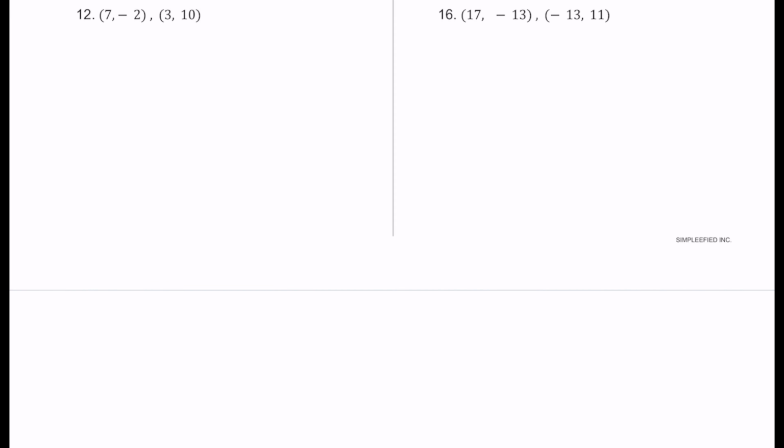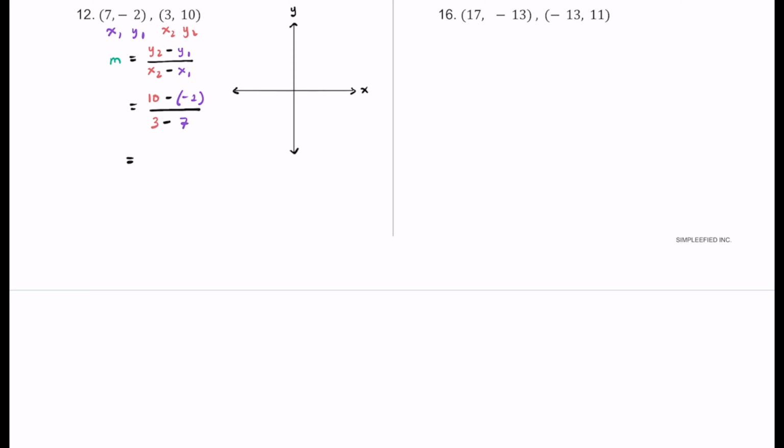Substituting in, we have y2. y2 is 10 minus this negative 2. And in the denominator, we have x2, which is 3. Let's take away x1, which is 7. On top, 10 take away negative 2 is just 10 plus 2, or 12. And on bottom, 3 minus 7 is going to be negative 4. 12 divided by 4, that's going to equal 3. So this is just going to equal negative 3 for the slope. So we can say m equals negative 3.